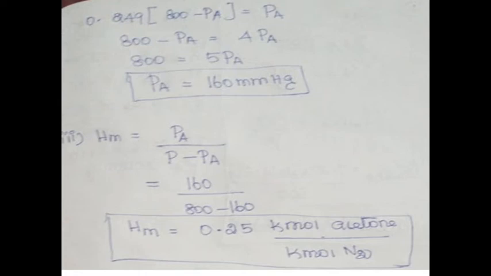Third division, absolute molar humidity. Hm is equal to Pa by (P minus Pa). So here Pa is the calculated value. Substitute here and find out the absolute molar humidity, that is Hm. Hm is equal to 0.25. Unit of Hm: kilomole of acetone per kilomole of nitrogen. So the A component is acetone, B component is nitrogen.